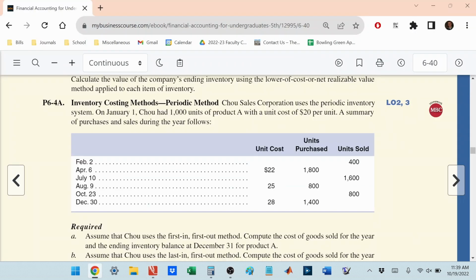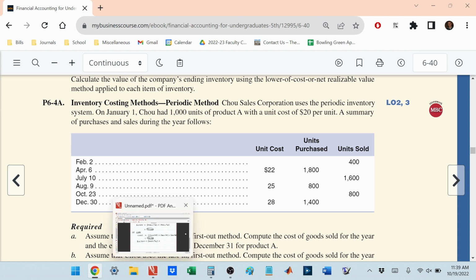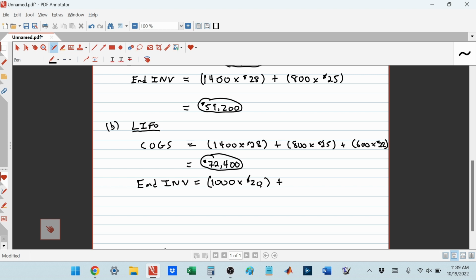And the other 1,200 units that are left over, we assume are left over from the April 6th purchases, right? We purchased 1,800 on April 6th. We assumed earlier that 600 of them were sold, and therefore 1,200 of them are left over. Here are the 600 that were sold that we assumed, and there are 1,200 left over.